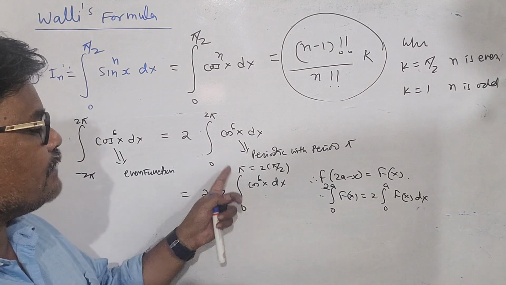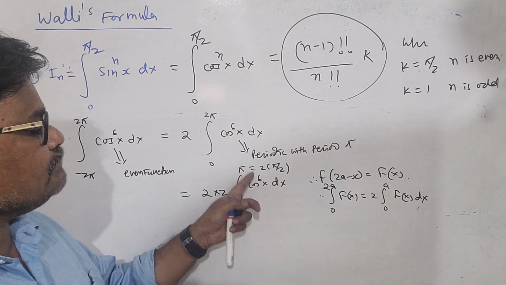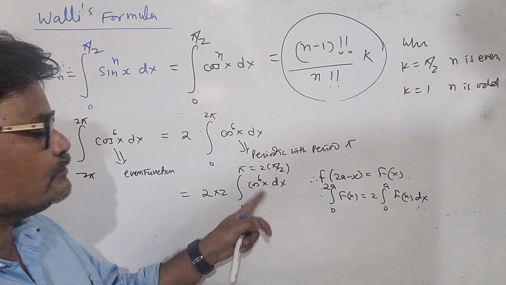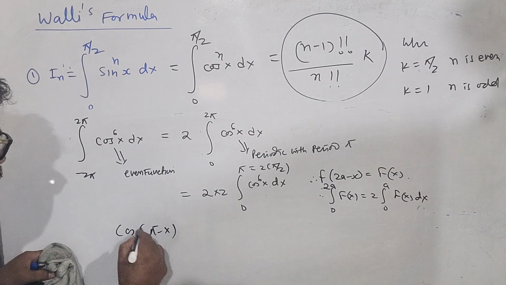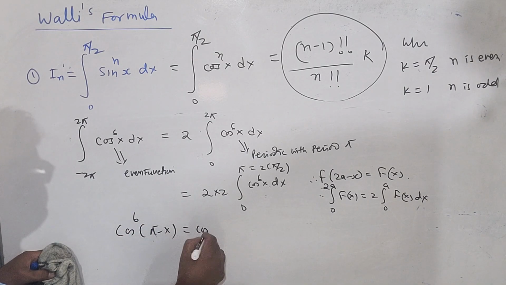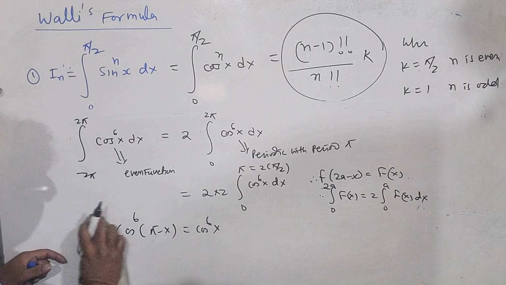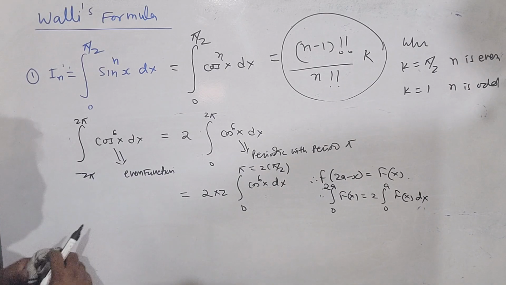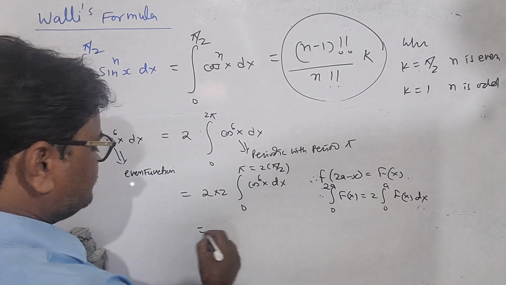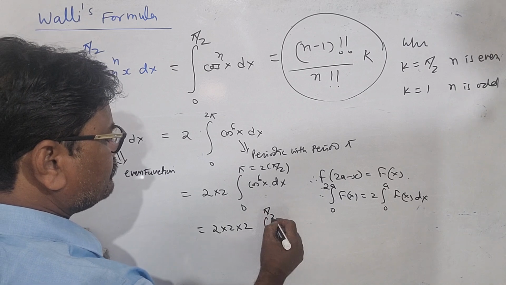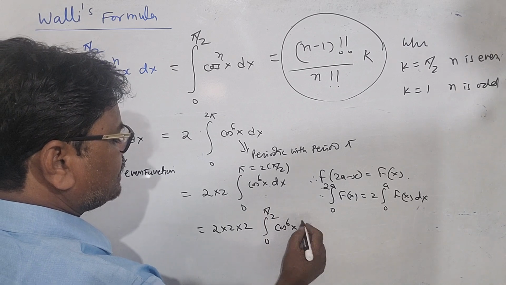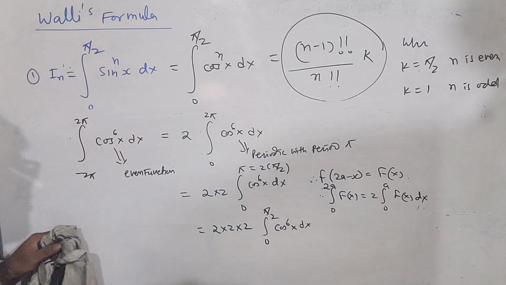Means cos of pi minus x to the power 6 is equal to cos to the power 6x. So finally again we can apply this property, and this is 2 into 2 into 2. This is now 0 to pi by 2. Now you can apply directly the Wallis formula.